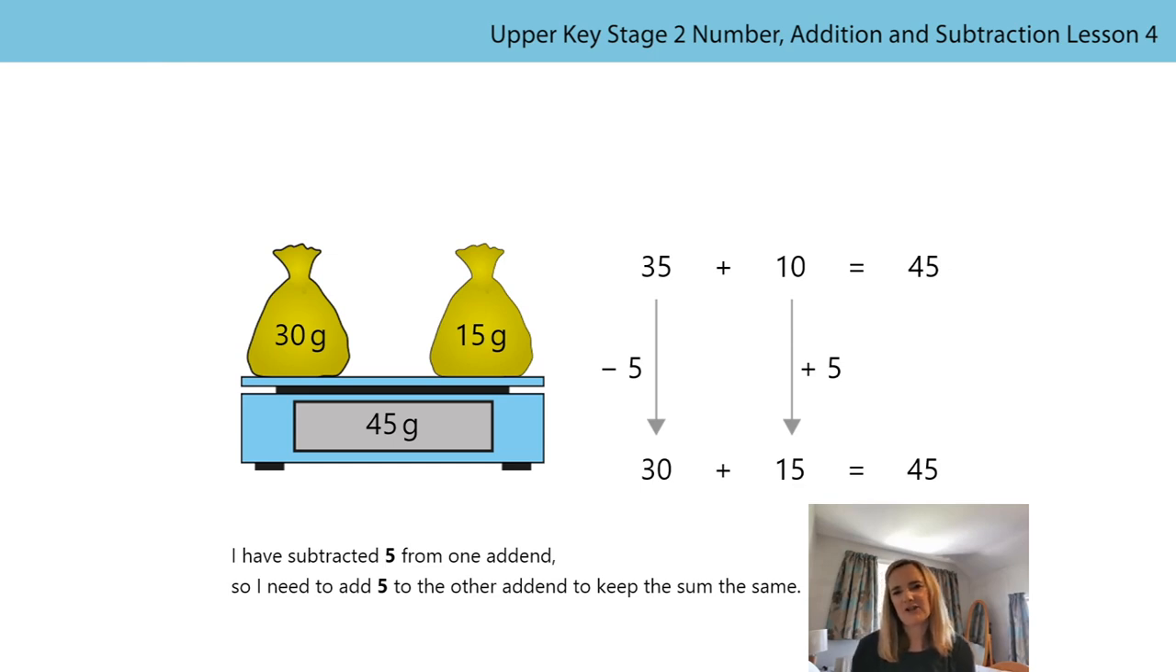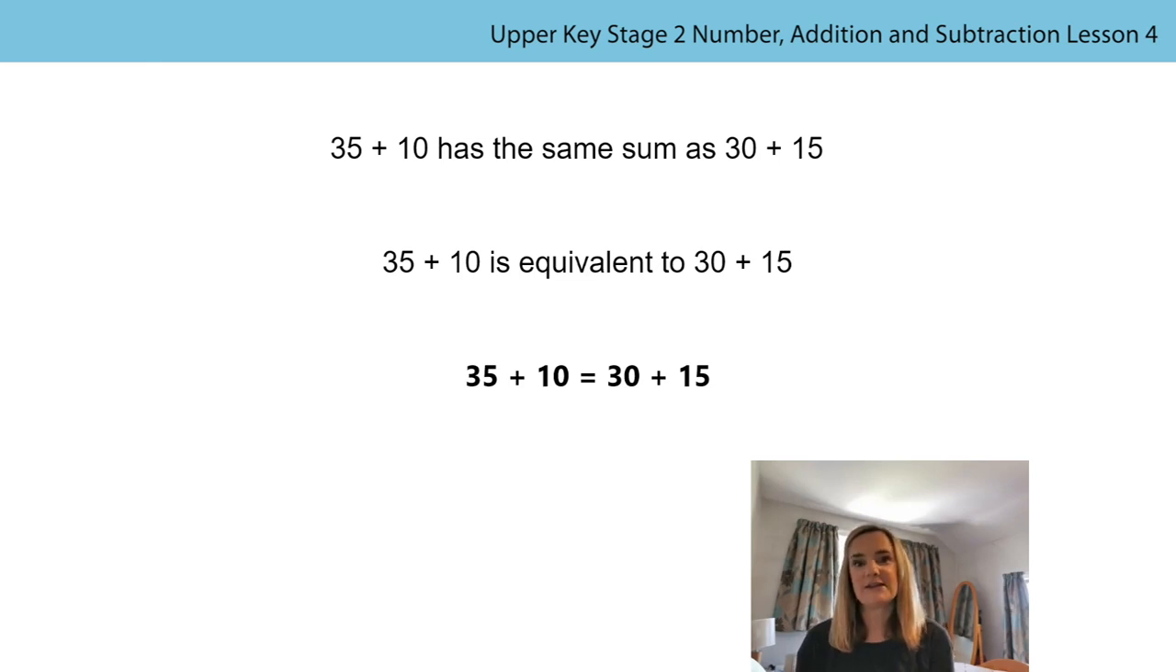Has it made the calculation easier? 35 add 10? It's pretty easy in the first place, wasn't it? It's not made it easier. It's just given us a new distribution of the numbers. I wonder if you could join in and say these sentences with me. So 35 add 10 has the same sum as 30 add 15. 35 add 10 is equivalent to 30 add 15. Or finally, we could say 35 add 10 is equal to 30 add 15.